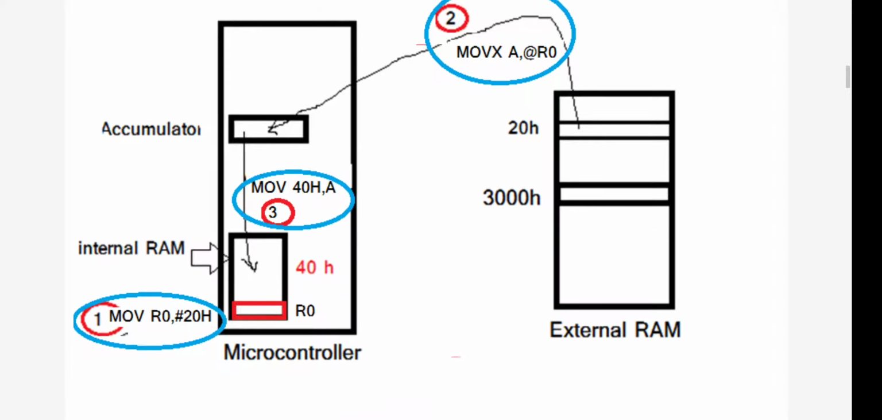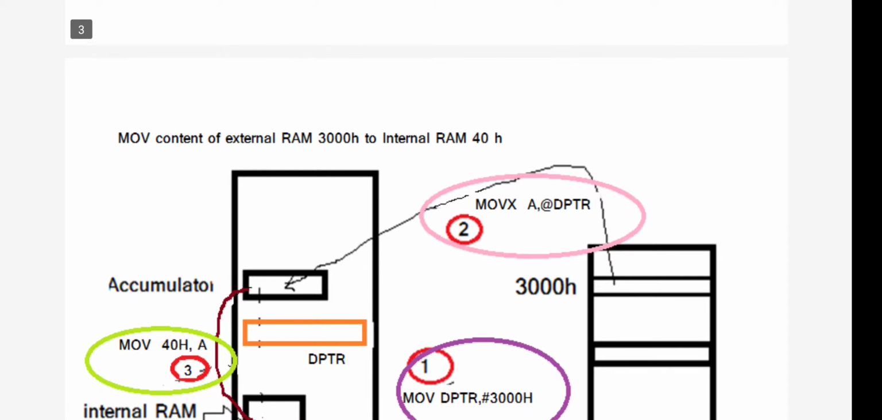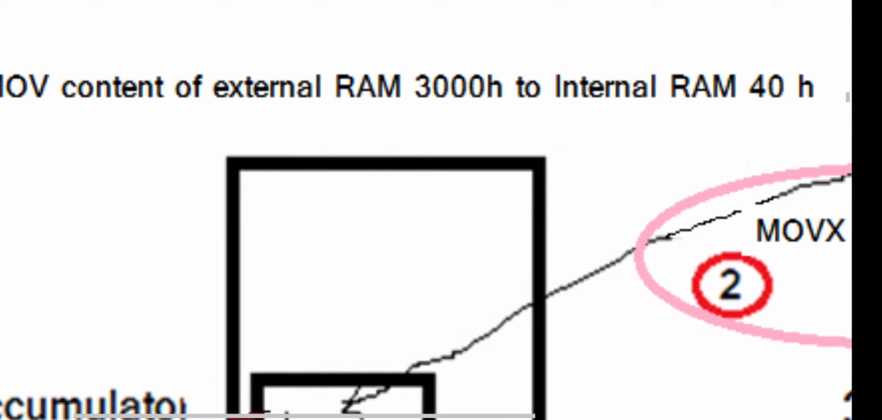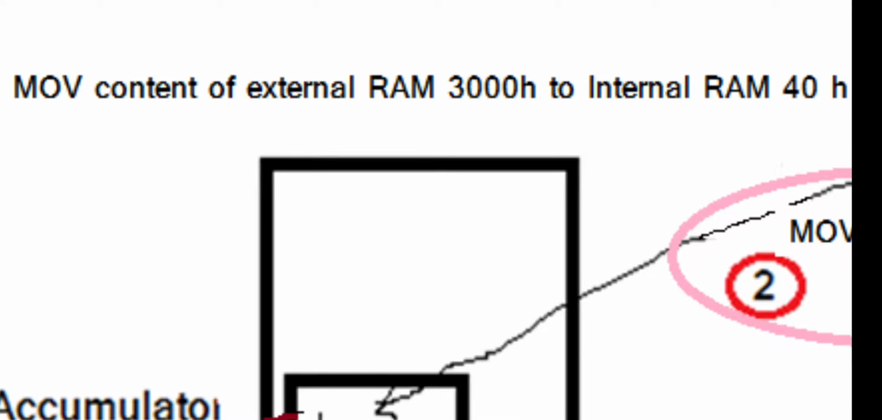Let's move to another example. Now in this example, move the content of external RAM 3000H to the internal RAM 40H. This is the same operation. We are copying data from external memory to the internal memory. Same as previous one. What is the difference between two examples? Here the RAM address is 3000H. The size of the RAM address is 16 bit. 3000H means it is a 16-bit address.